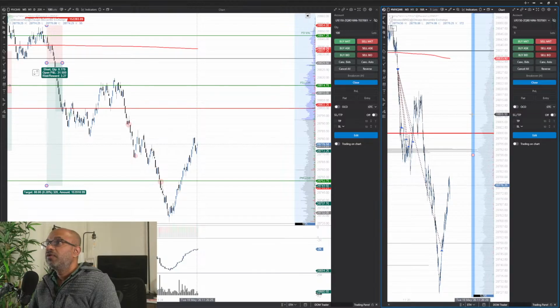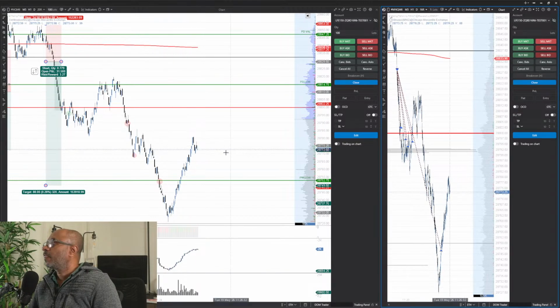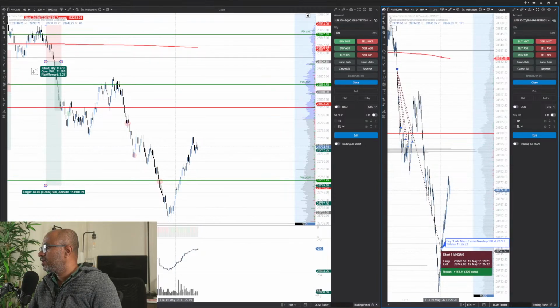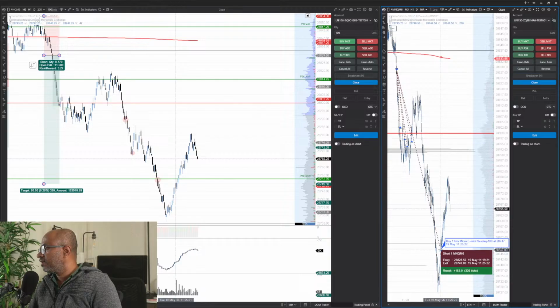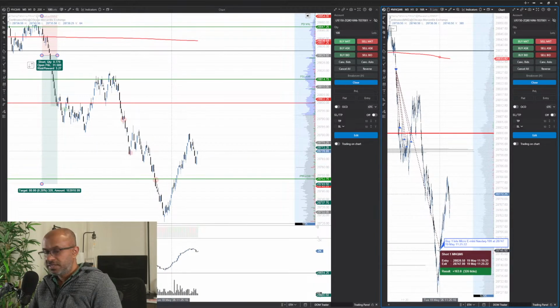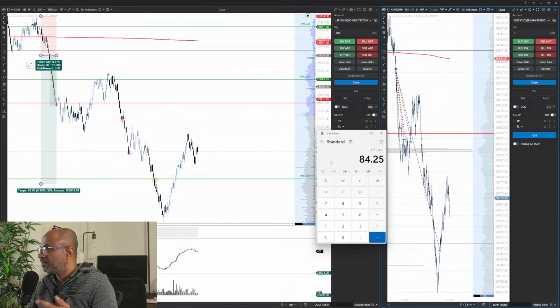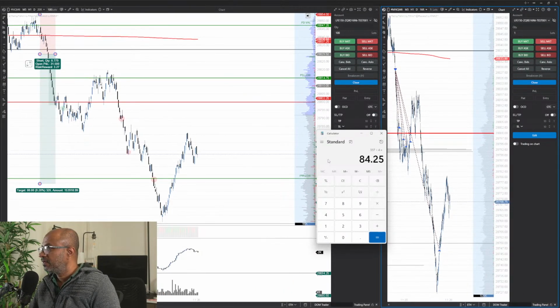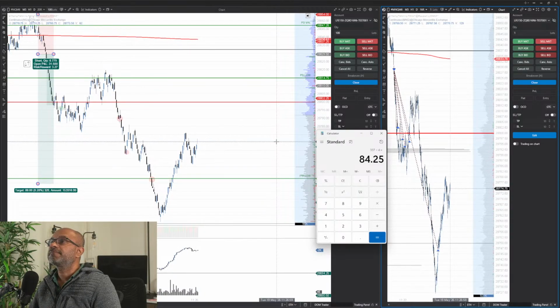So, you see where I took the profits out for another 326 ticks, right? So another 326 ticks, which means closer to 80 points, right? So we took 2 winning trades, each one 80 points, right? Which is absolutely amazing.